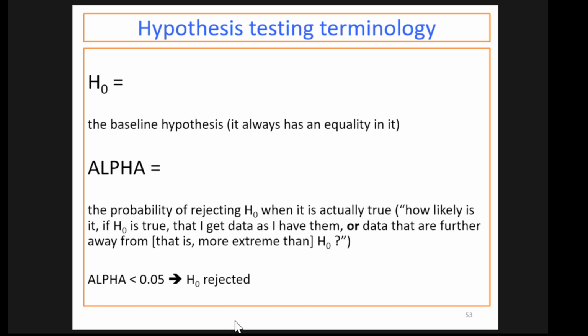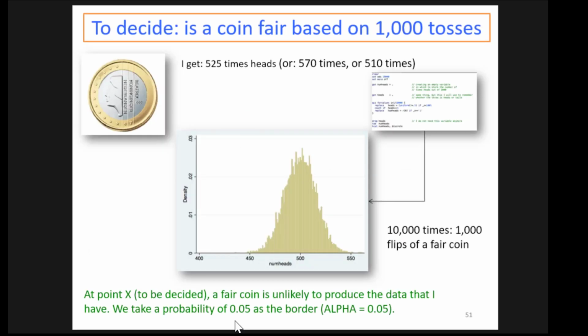Then I have alpha, that is the probability of rejecting H0. Okay, I don't think that the coin is fair, when it actually would be true. How likely is it, if H0 is true, that I get data as I have, or data that are even further away from H0. So in this picture, we're looking at 5% over there.